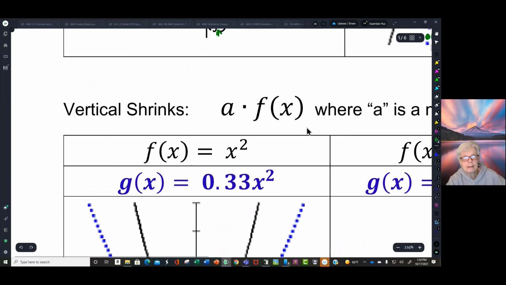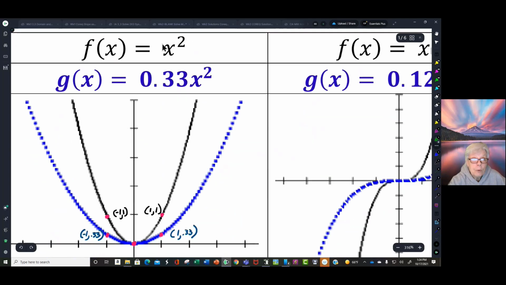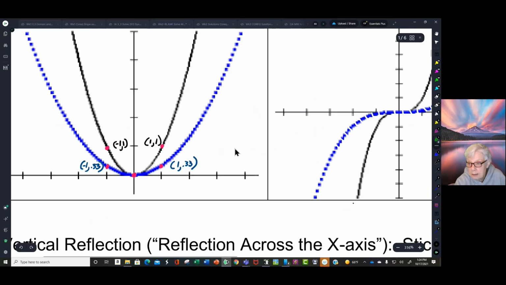Now vertical shrinks. When I was young, we called them vertical contractions, but now we say shrinks. Here's our basic graph, y equals x squared. F of x equals x squared in black. And there you see 3 points on the black graph, 0, 0, which I neglected to write. 0, 0, 1, 1, and -1, 1.